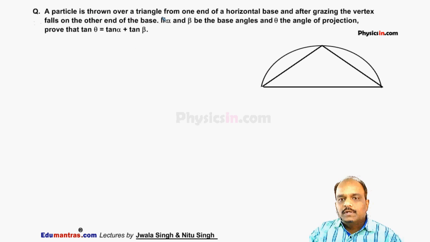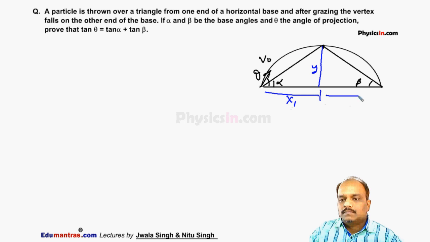A particle is thrown over a triangle from one end of the base and after grazing the vertex falls on the other end of the base. If alpha be the base angle, this angle is alpha, this angle is beta. This particle is projected at an angle theta. Let the speed of projection be v naught. This projectile just clears the apex, the highest point of this triangle. Let this distance be y. Let this be x1. Let this be x2.